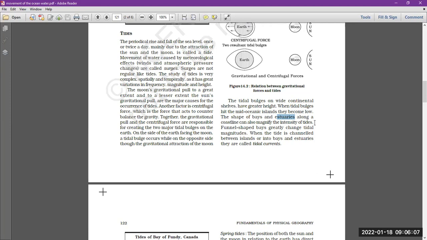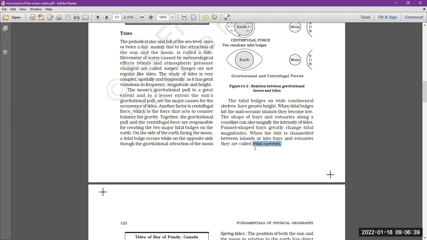So tidal bulges, if we are talking about the tidal bulges, so tidal bulge height is great where the continental shelves are wide. The second thing is that the shape of bays and estuaries affects the intensity and magnitude of the tides. Like funnel shaped bays greatly change tidal magnitude. When the tide is channeled between islands or into bays and estuaries, they are called tidal currents.